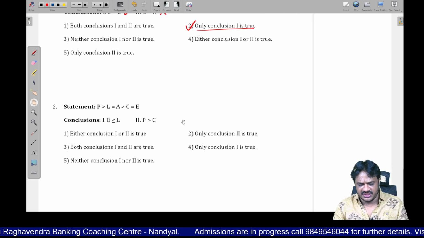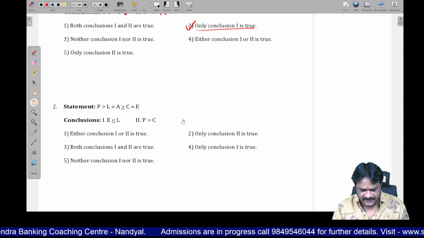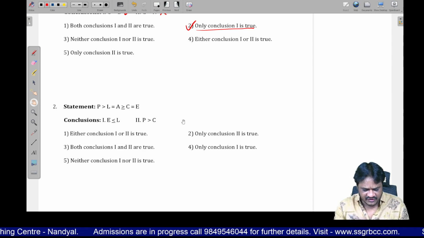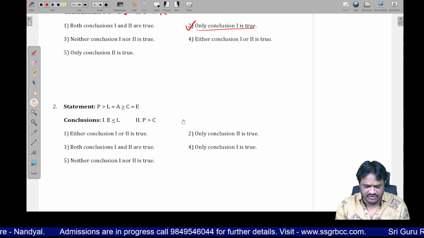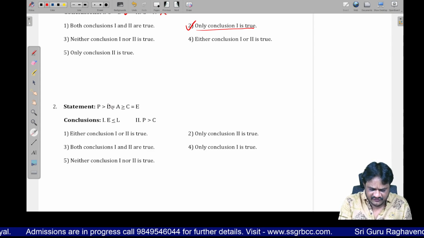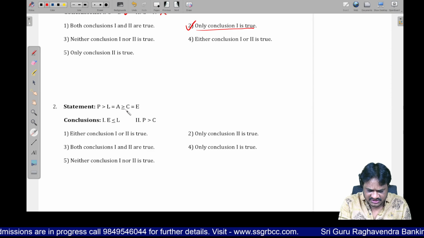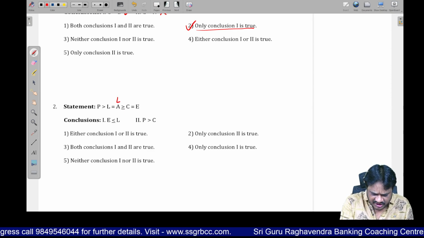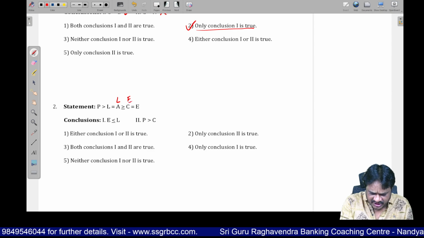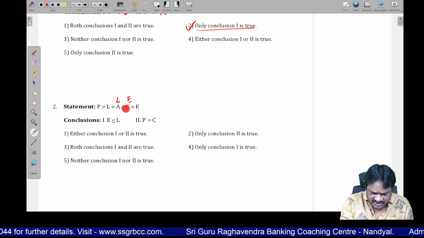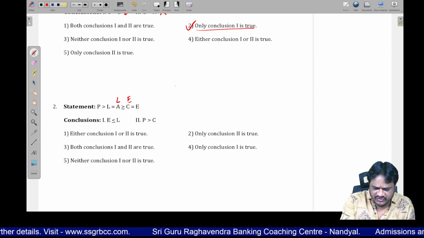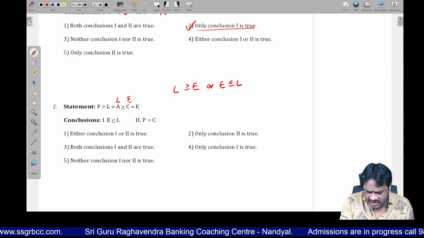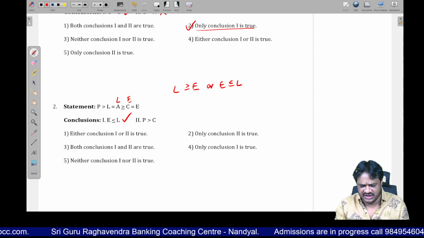P greater than L, L is equal to A greater than or equal to C, and C is equal to E. First conclusion, E less than or equal to L. Now observe this one carefully. From L to E, the symbol in between is greater than or equal. That means instead of A you can write L, instead of C you can write E. Between L and E the symbol is greater than or equal. Therefore, we can say L greater than or equal to E or E less than or equal to L. Therefore, first one definitely follows.